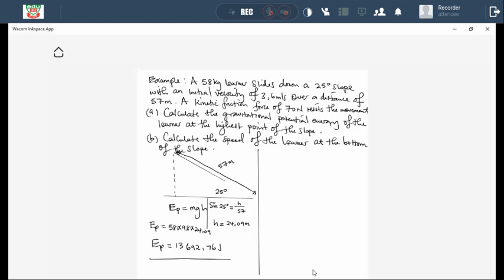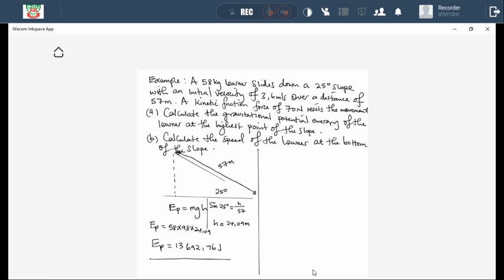Calculate the speed of the learner, item number B: calculate the speed of the learner at the bottom of the slope. If I am to draw a free body diagram, I will realize that I'm having normal force and gravitational force. There's no applied force here, otherwise it was going to be our second non-conservative force. The normal force does no work, it's perpendicular. We have FG, which is a conservative force, and then we have friction, which is our non-conservative force.